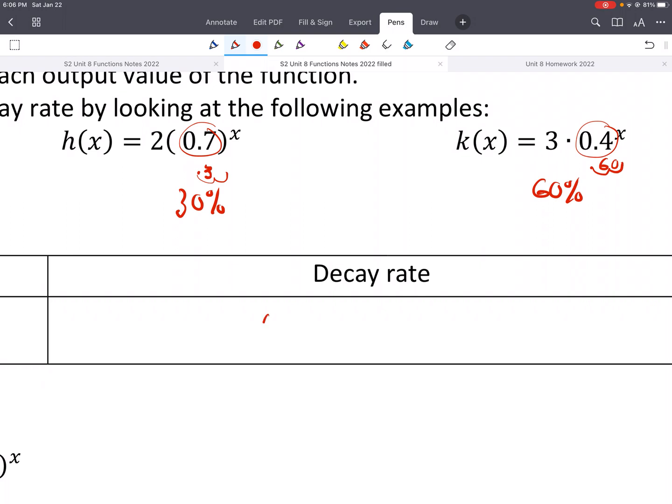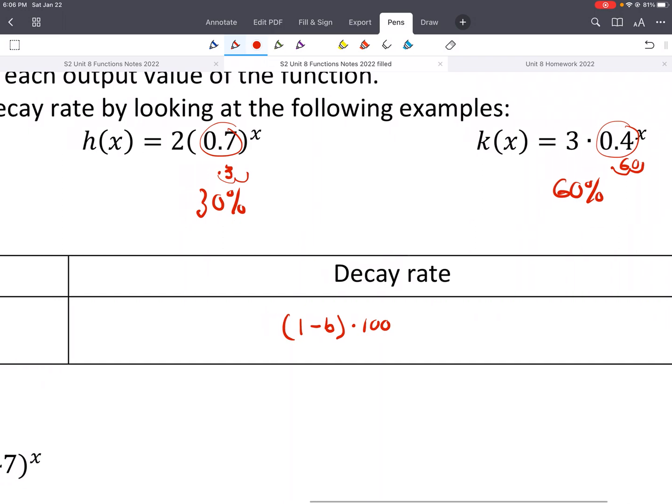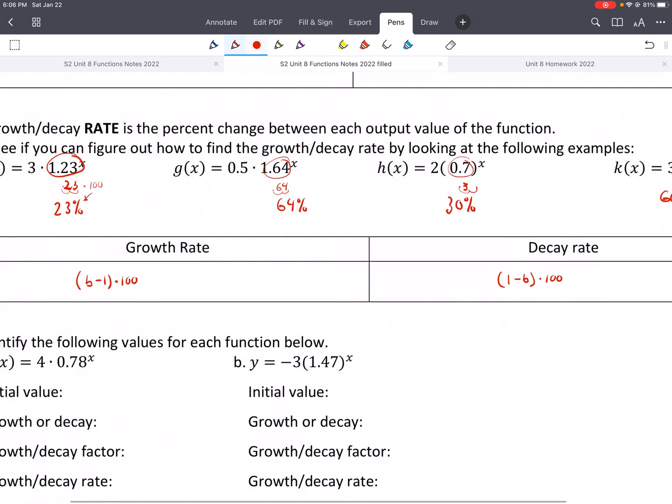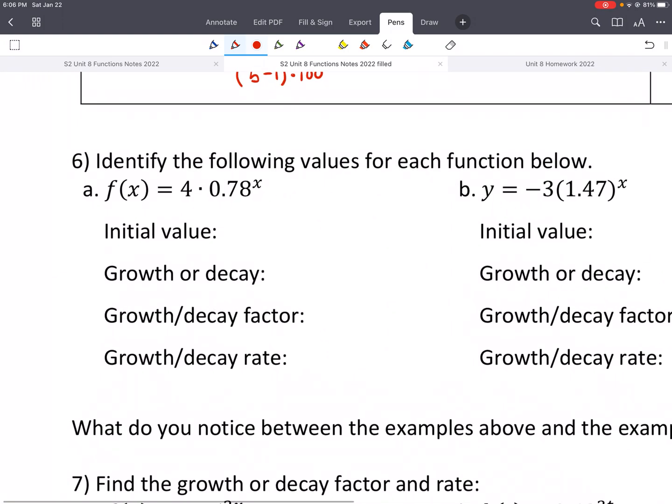Okay, so if you want a formula for that, it's the distance from 1 times 100. The 1 and the b are swapped so that we end up with a positive value. We'll never have negative rates. All right, so these are the types of problems that maybe you ran into in the past. We need to just identify the stuff.